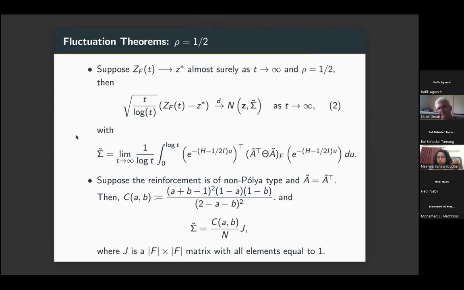I mean, the other convergence rate one can see is the L2 convergence rate, because in this case, the non-Polya type case, the limit is deterministic. So if we just look at the vector ZFT, the variance of that is going to 0 at some rate. That is the sort of rate people have looked at.